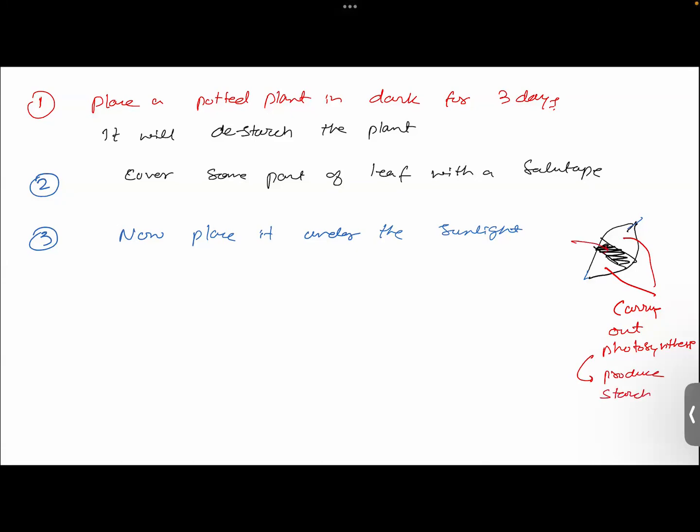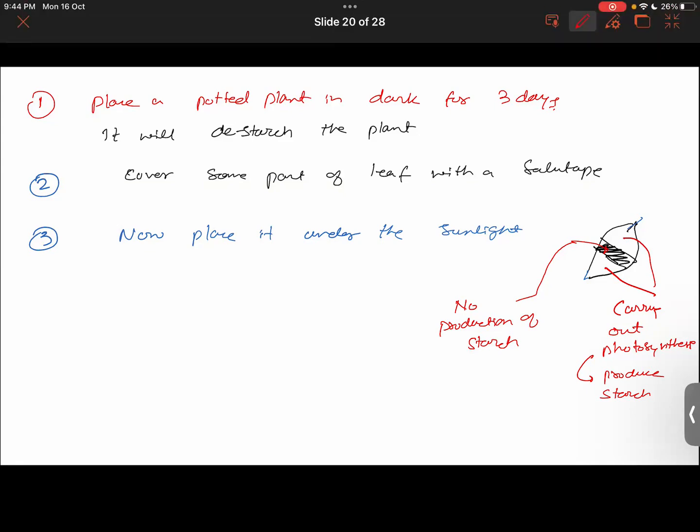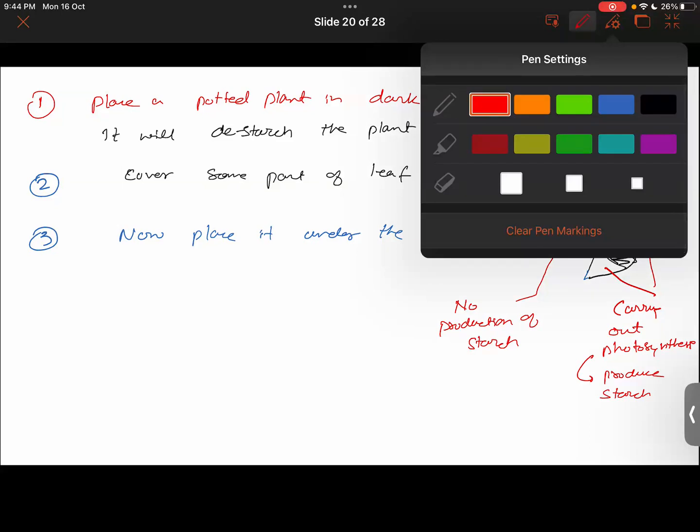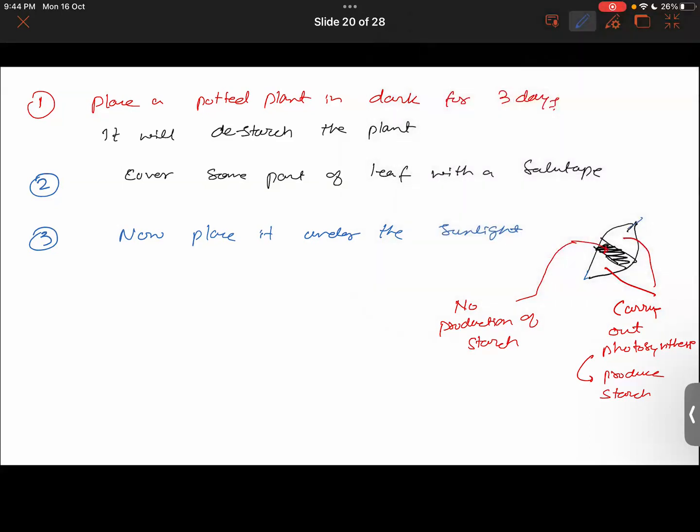What about this part of the plant? Will it produce starch? No. No production of starch. Why is it so? Because we have covered it with the cellotape. Exactly, because we have covered it, it will not be getting the sunlight. So that part of the plant will not be performing photosynthesis.